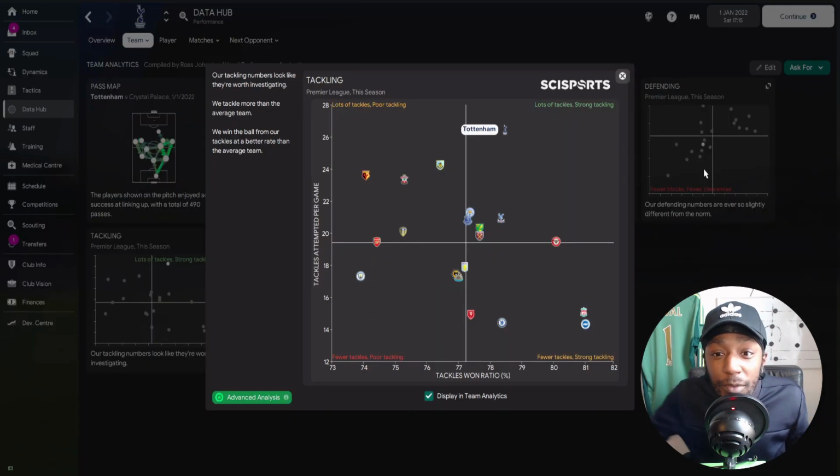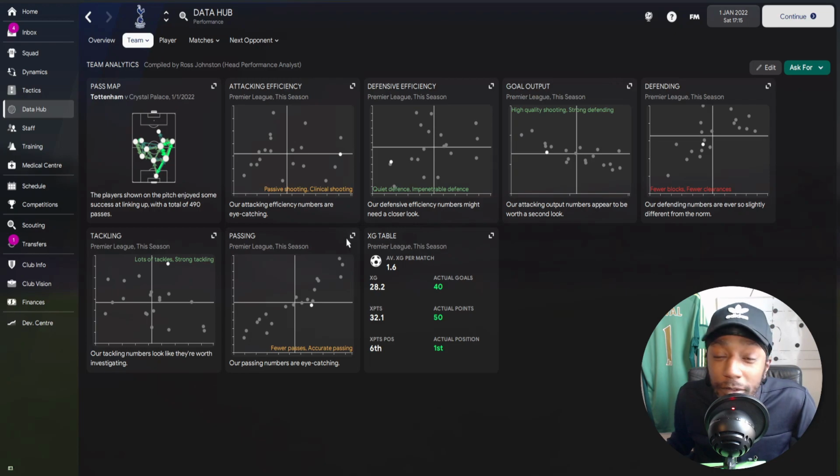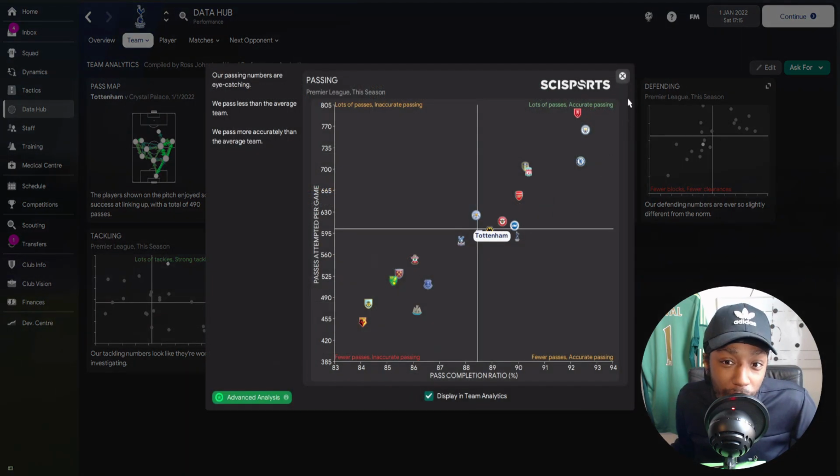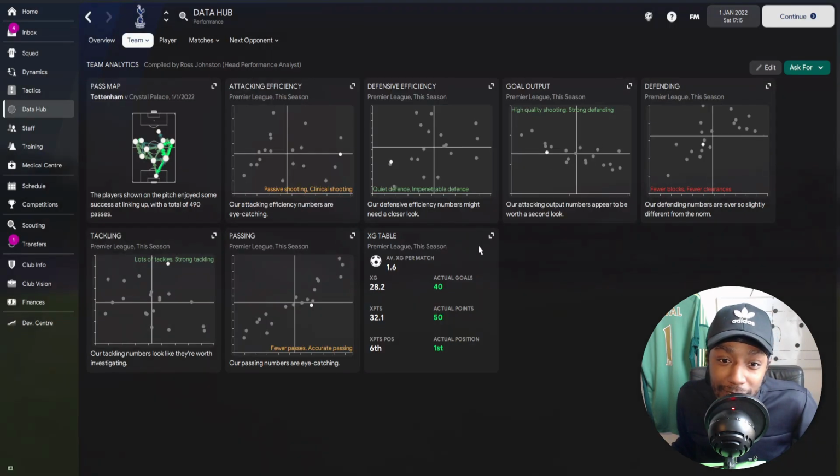For the tackling, we've made lots of tackles. We've also been strong in our tackling as well. So defensively off the ball, we are doing some nice work. And for the passing, where are we? We can see it, the fewer passes, but we have been on the more accurate side.